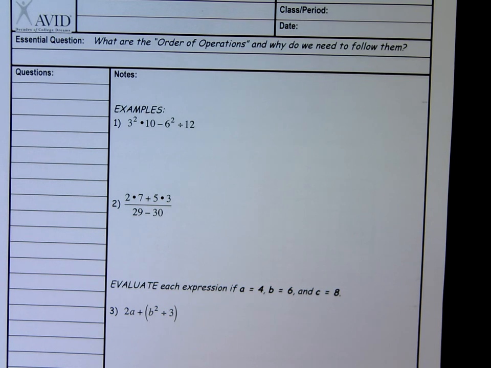Let's talk about order of operations. And just real quick, if the screen goes blue, be patient. It's going to come right back. My ladybug is acting up.